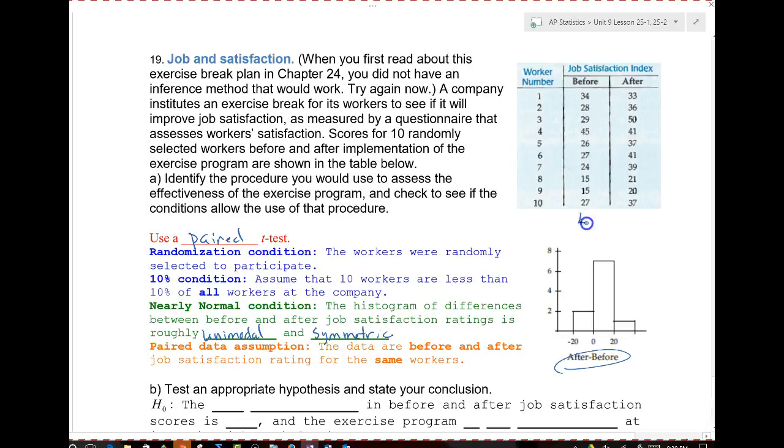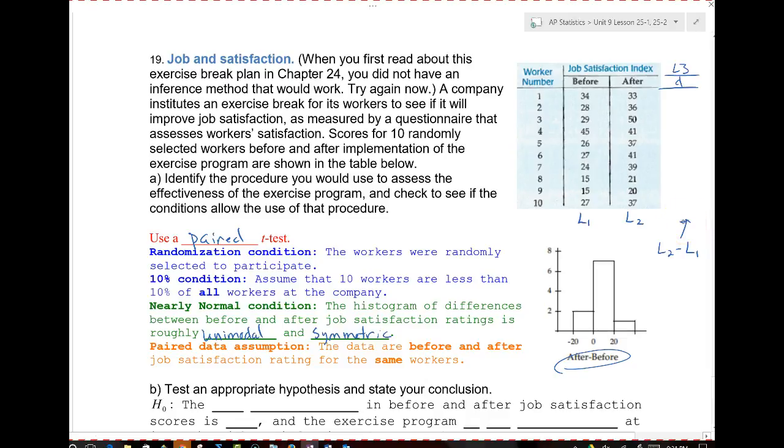List 1 is before, and list 2 is after, and then we'd make another column. So this would be your list 3, which is actually the differences. You could actually plug this into your calculator. On the top of list 3's column, you could go list 2 minus list 1, hit enter, and it would do all the calculations for you. Trying to save time here.